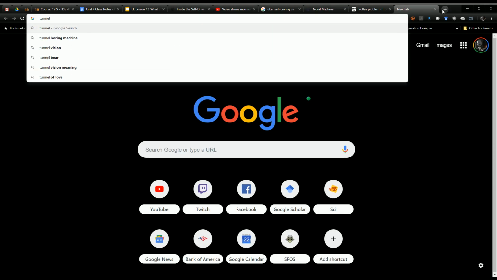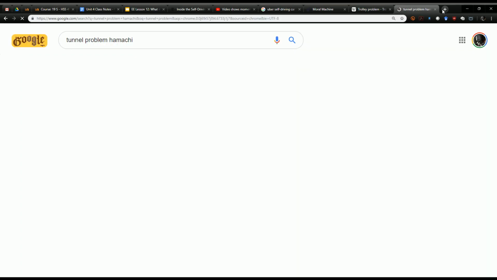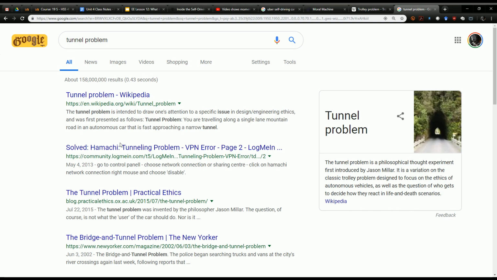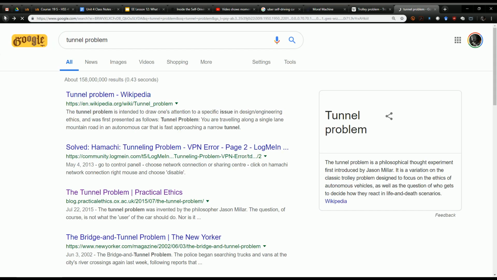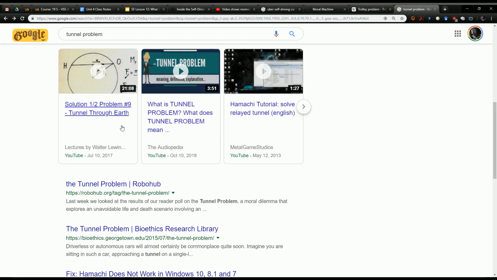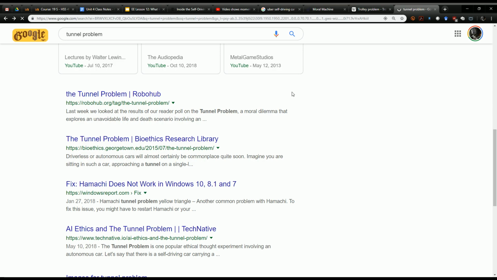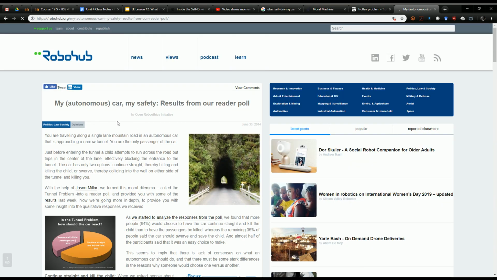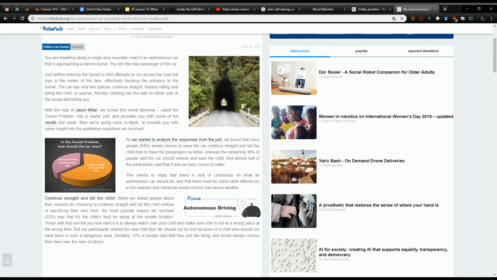self-driving car case, this has been, I don't know how much it is, but the tunnel problem. The tunnel problem in AI, yeah, here we go. So the tunnel problem is sort of a standard thought experiment in self-driving cars.